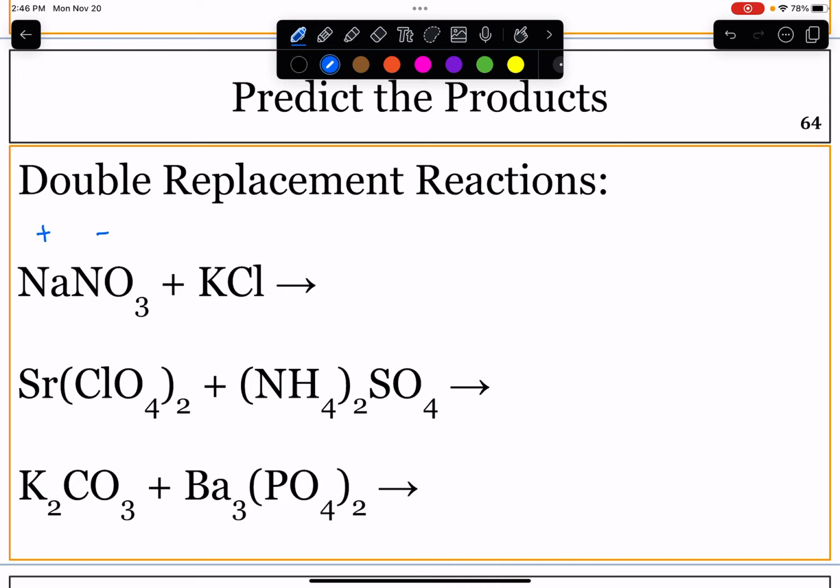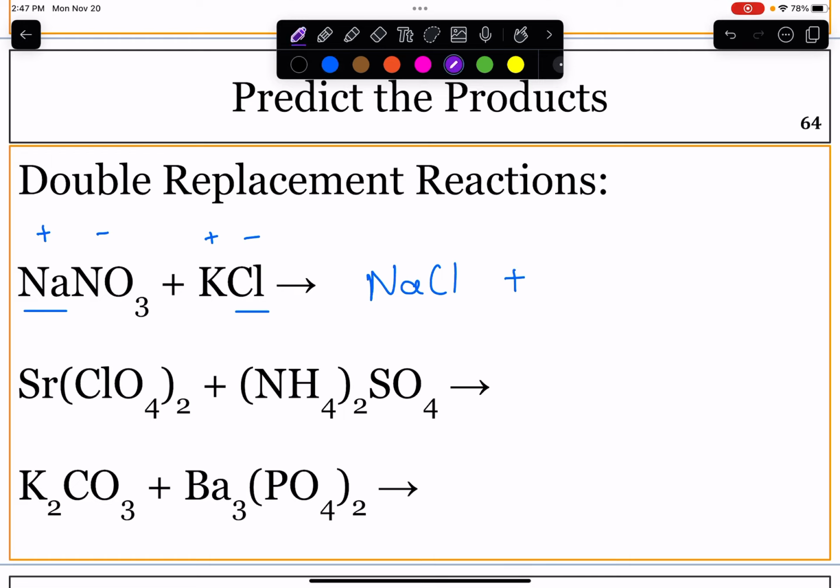Remember, you need to look on the back of your periodic table for those polyatomic ions and be very familiar with them so that you recognize that nitrate is all one unit, NO3 together with a 1- charge. Potassium is a +1, chlorine is a -1. Therefore, we're going to take the positive sodium with the negative chlorine and write NaCl. +1, -1, this is neutral the way it's written.